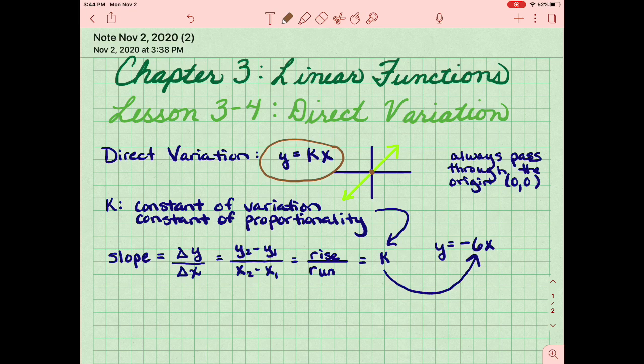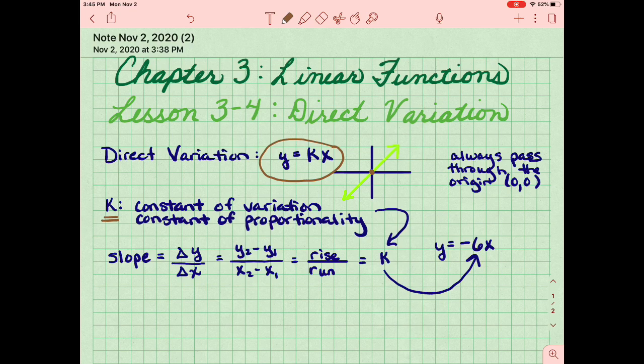And so there's never any plus 3 or minus 2 or anything else that happens to be written out to the side of the equation. It's just y equals a number times x. That number times x, k, is called a constant of variation or a constant of proportionality.